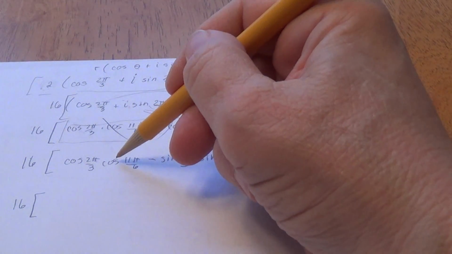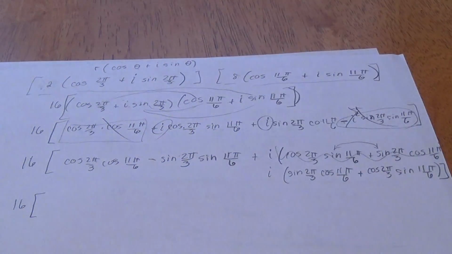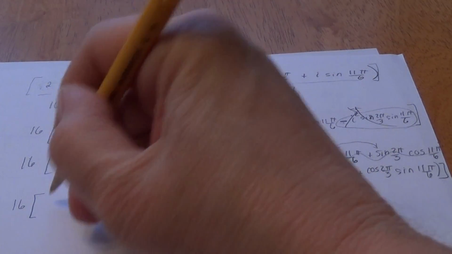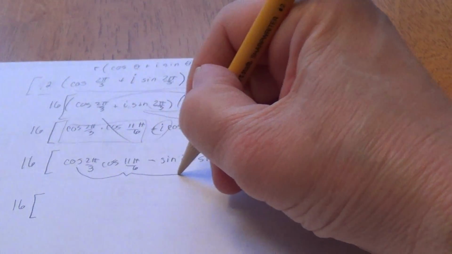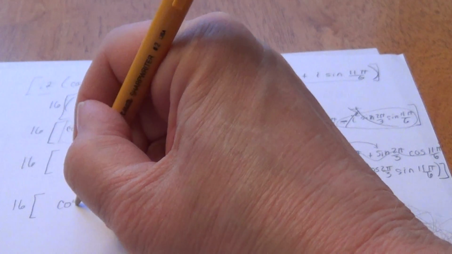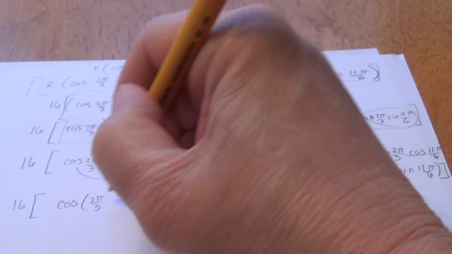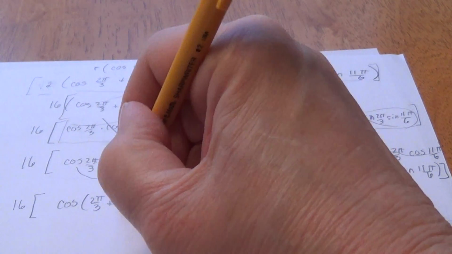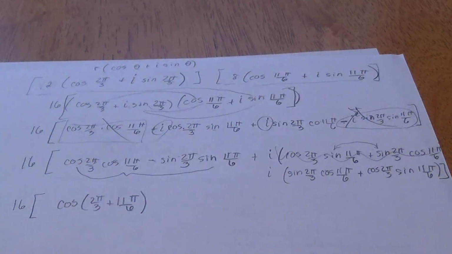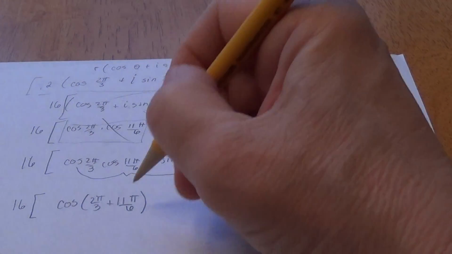We know that cosine cosine minus sine sine is like cosine A cosine B minus sine A sine B. Looking at my trig identities, look at yours: cosine cosine minus sine sine is cosine of A plus B. So I can rewrite this whole relationship as cosine of A plus B, 2 pi over 3 plus 11 pi over 6. All right, we'll clean that up in a little bit.